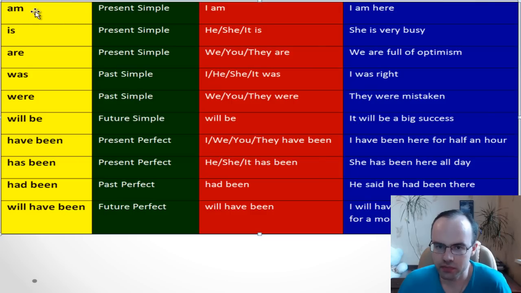So to sum up, right, we use am, is, are with present simple, was, were with past simple, will be with future simple, have been or has been with present perfect, had been with past perfect, and will have been with future perfect. But there are more difficult things, there are more exceptions, and we're going to talk about all these things too.